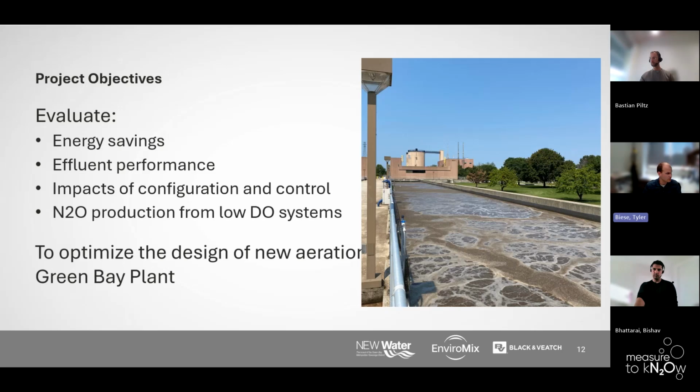So the objectives: after all these improvements, we were able to start up the low DO basin, and we just wanted to determine energy savings, effluent performance, and just what it was like to control at a low DO, and the impacts of that configuration. And we also installed the N2O sensors in 2 of the aerobic subzones, subzone 1 and subzone 2. Next slide, please.